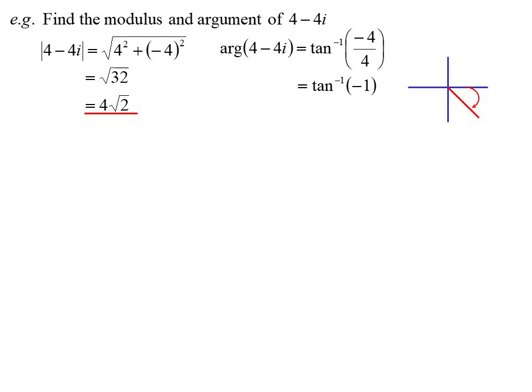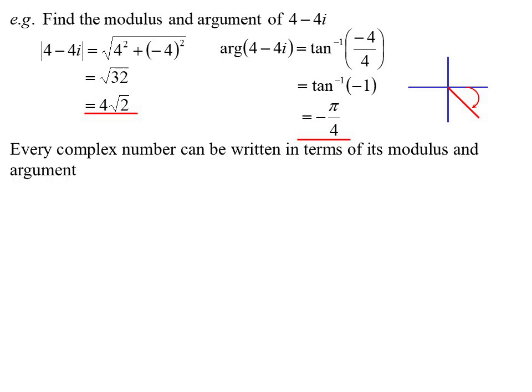But if I draw up my picture, y is on the top, x is on the bottom. So the y was negative, the x was positive. I'm in the 4th quadrant. So I'm going to give the answer as a negative acute angle. So it'll be minus pi on 4. Sometimes, if I'm not sure, I will actually draw that diagram to the side just to make sure what I'm talking about.